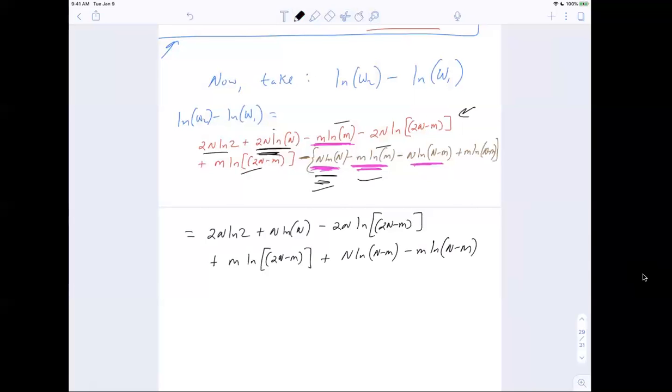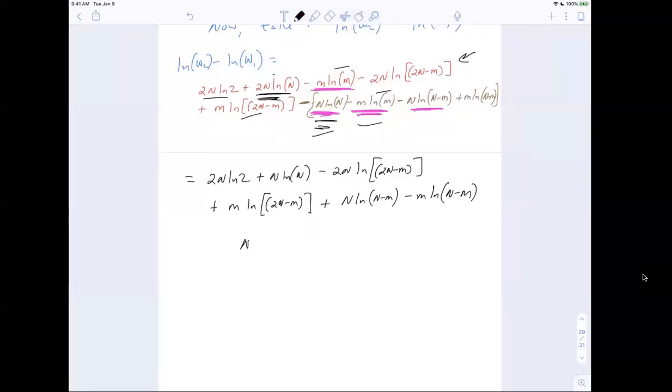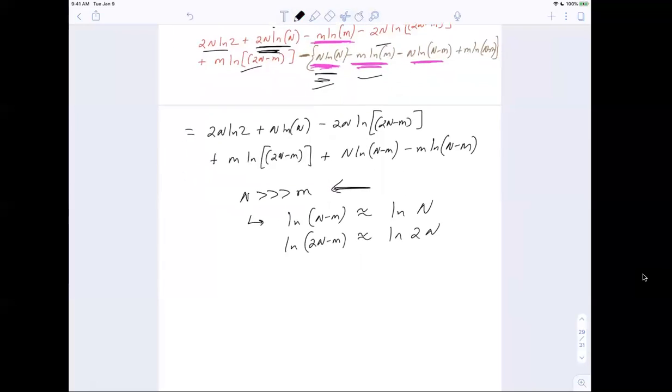Well, now we're going to make use of our approximation that n is much greater than m. Okay, so where we have these differences n minus m in the logs, what this allows us to do is take log of n minus m and approximate it as log of n, and log of 2n minus m is approximated as log of 2n, because we can ignore that little m compared to the terms that have capital N. Okay? So let's see what that allows us to do. So now we'll bring all of this stuff down.